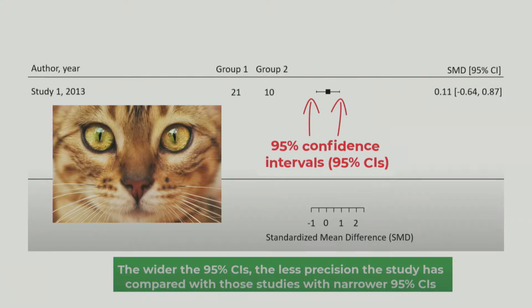And now these are the whiskers, the line which crosses across this box. This represents the 95% confidence interval. Just by looking at this, you can say that the confidence interval is wide or narrow. For example, the confidence interval is minus 0.64 to 0.87. So this is represented by these lines.